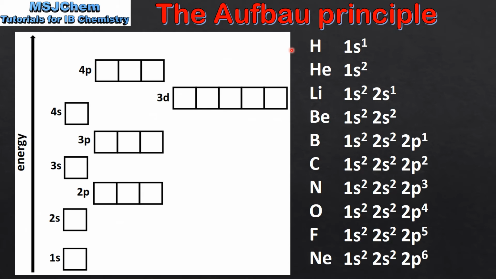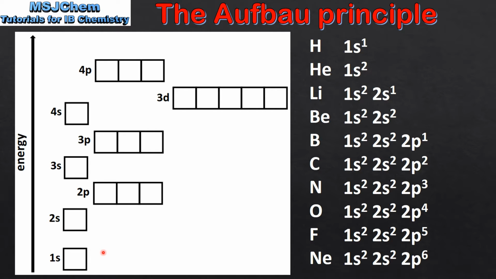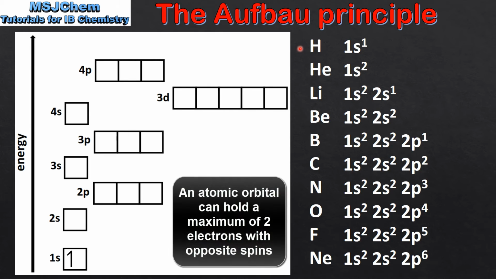So next, we'll look at the electron configurations of the elements hydrogen to neon. On the left, we have orbital diagrams which represent atomic orbitals. These will fill with electrons as we look at each element's electron configuration. So starting with hydrogen, the electron configuration is 1s1. Next is helium, which is 1s2.